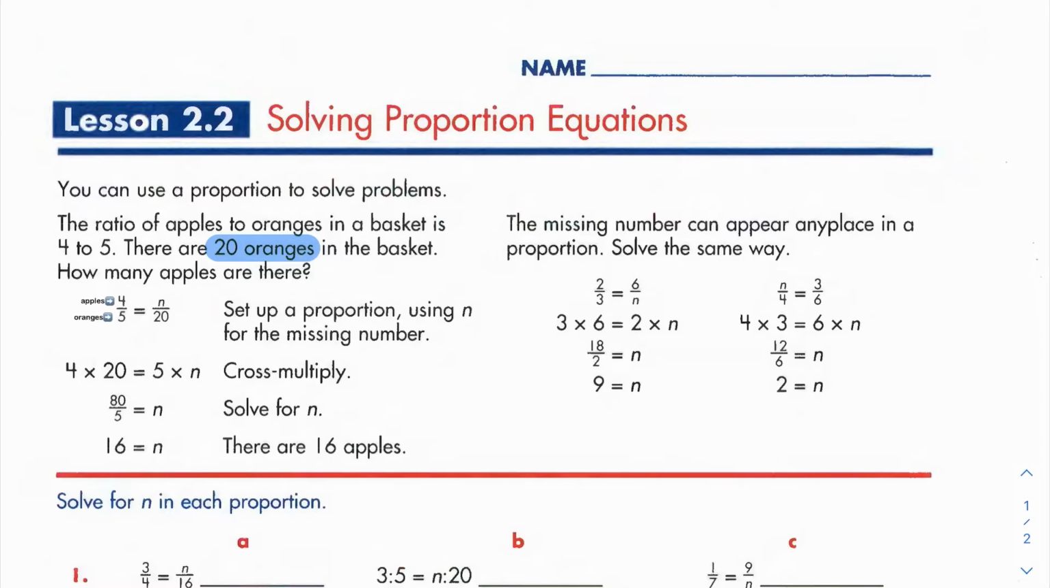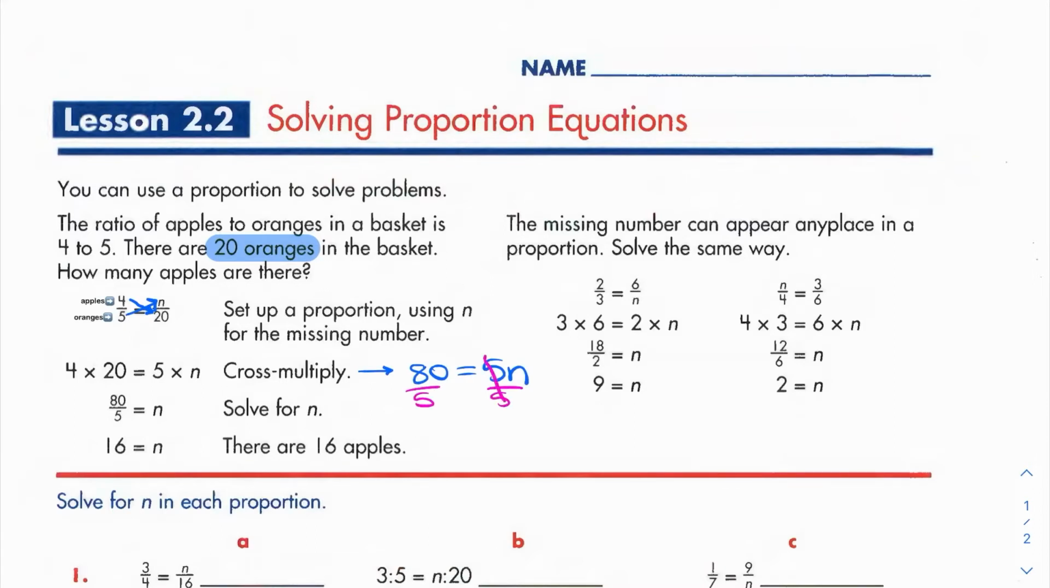Now we will cross multiply. Remember, we do the top of the first fraction times the bottom of the second fraction, so 4 times 20. Then we do the bottom of the first fraction times the top of the second fraction, 5 times n. The sheet kind of skips a few steps here, so I'm going to go off to the side and say that 4 times 20 is 80, and then 5 times n is 5n. The next step in solving this equation will be to divide both sides by 5 to get n by itself.